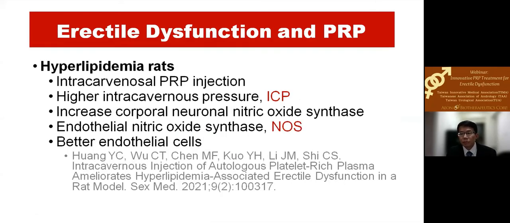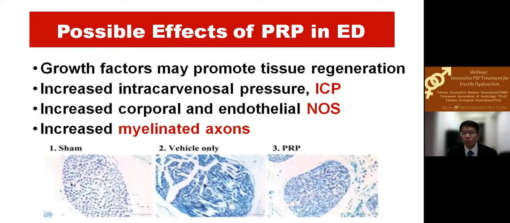Another study was conducted in 2021, and they found that after injection of PRP into the corpus cavernosum of hyperlipidemia rats, they had higher intracavernous pressure, increased NOS, increased endothelial NOS, and better endothelial cells. So in conclusion, the possible effects of PRP in ED are that growth factors may promote tissue regeneration and would increase intracavernosal pressure, increase corporal and endothelial NOS, and increase myelinated axons.